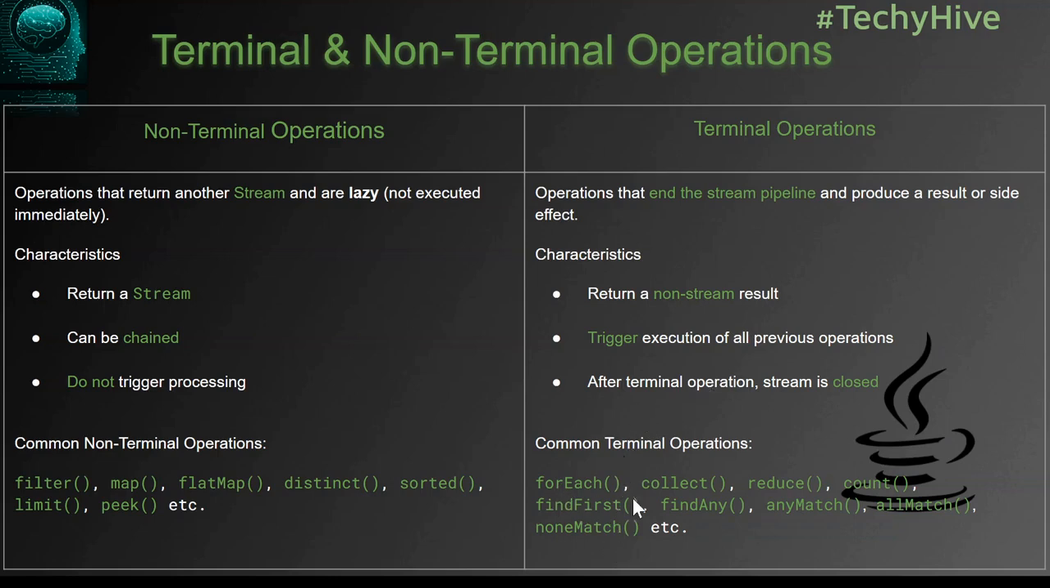Examples are forEach, collect, reduce, count, findFirst, etc. So all these terminal operations return a result. And on the other hand, non-terminal operations like filter and map always return a stream. That's the most important difference between these two.